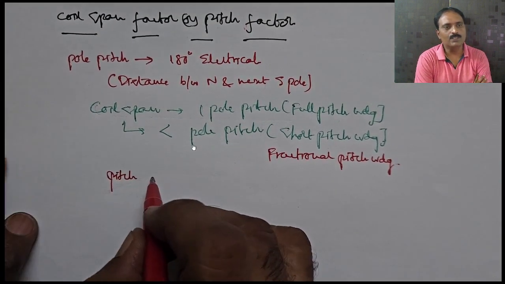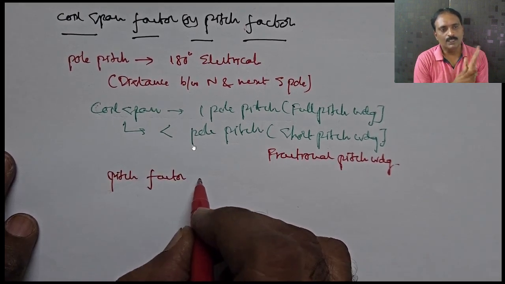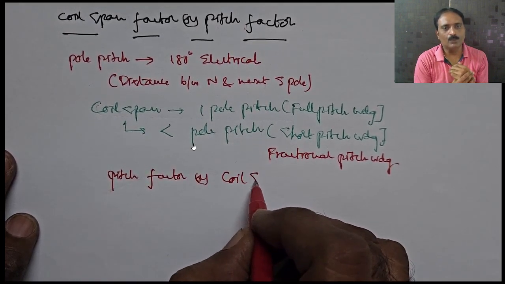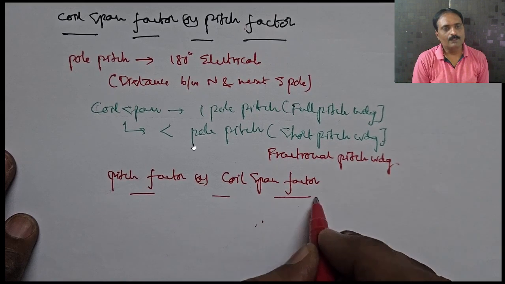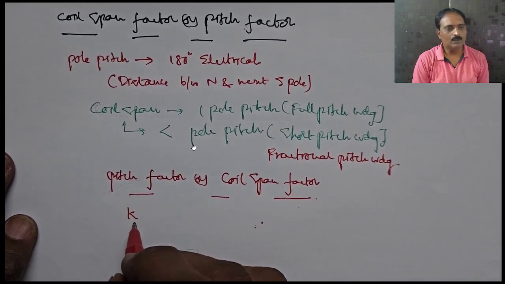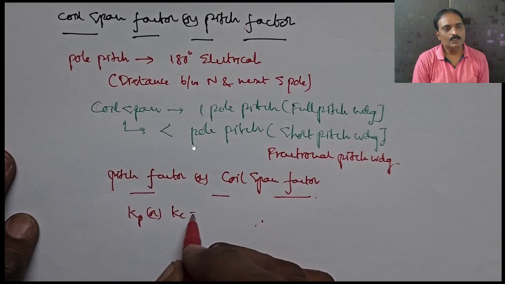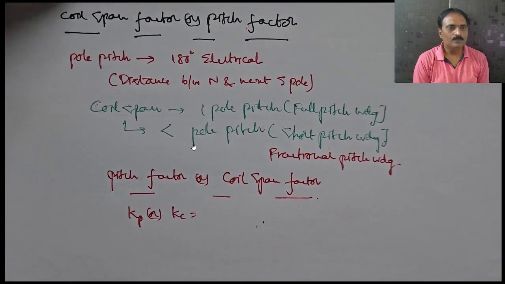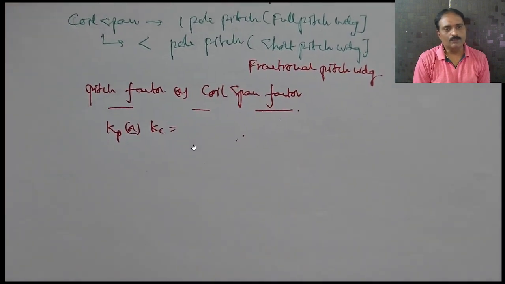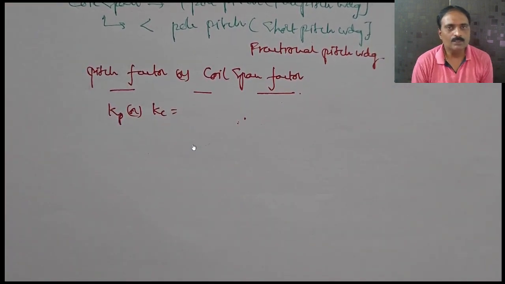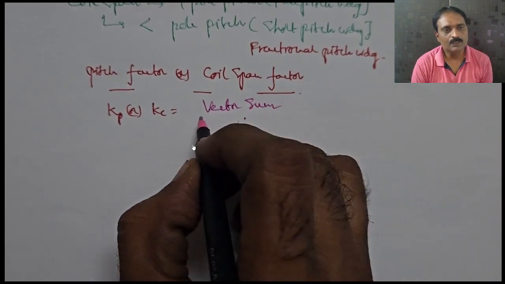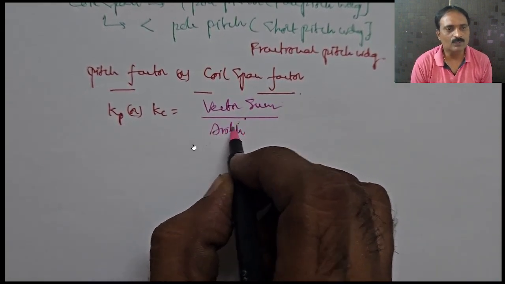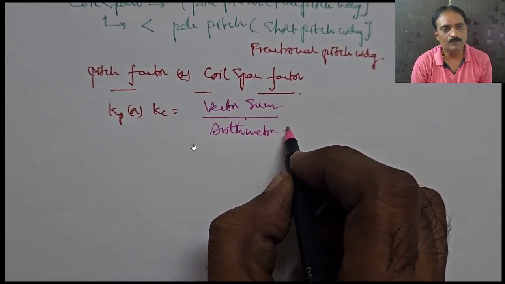the ratio between the vector sum of the induced EMFs due to short pitch winding to the arithmetic sum of the induced EMFs, which is represented by Kp or Kc, which is equal to the vector sum divided by the arithmetic sum. Generally the vector sum will be less than the arithmetic sum, because the arithmetic sum is nothing but the direct addition of two quantities. So this factor will be less than 1, obviously.